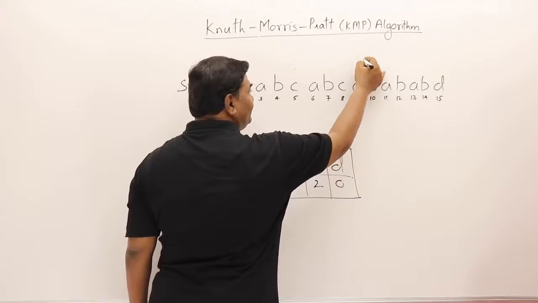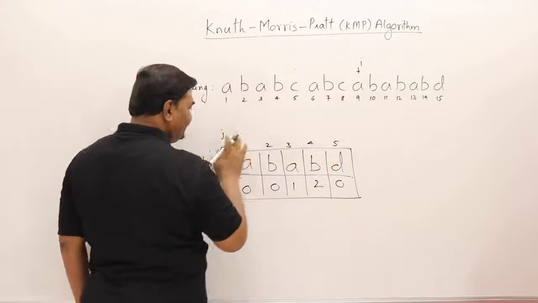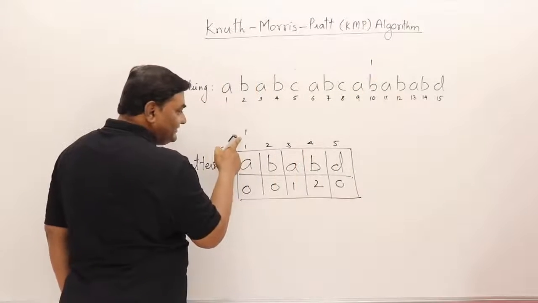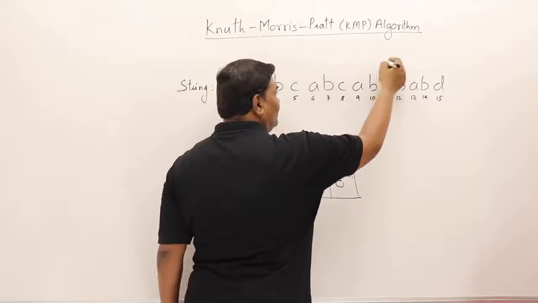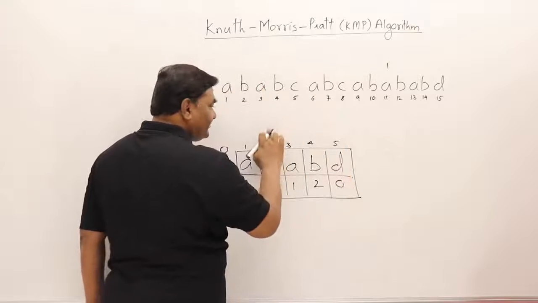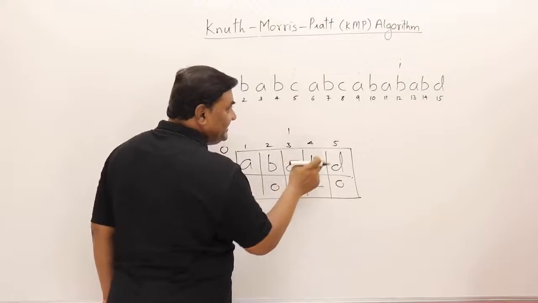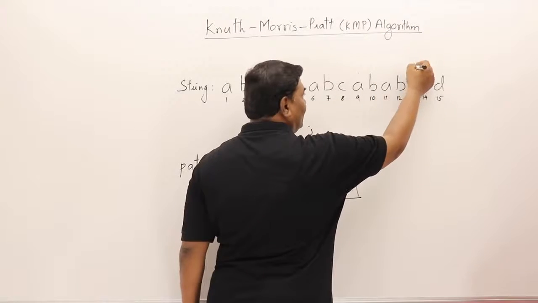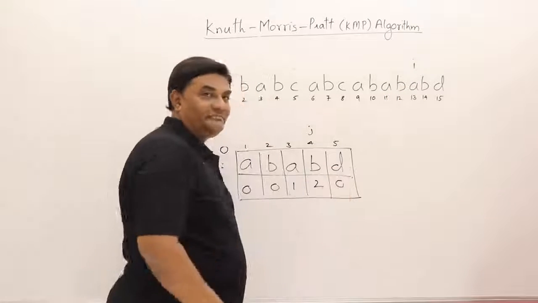Now here's this part you observe carefully. J plus 1 A, I, this is matching, move J, move I, just I'll mark here. Now J plus 1 is B and I, they are matching, so move J and move I. J plus 1 is A and I is A, matching, so move J and move I. J plus 1, that is B and I, they are matching, so move J and move I. J plus 1 is D, but this is A, they are not matching.